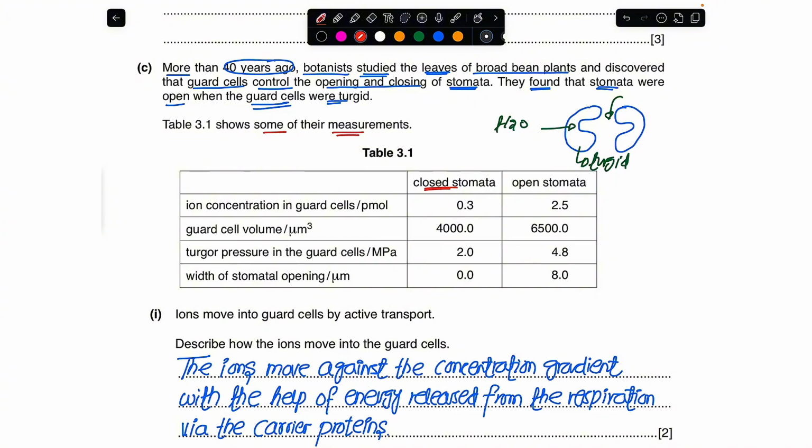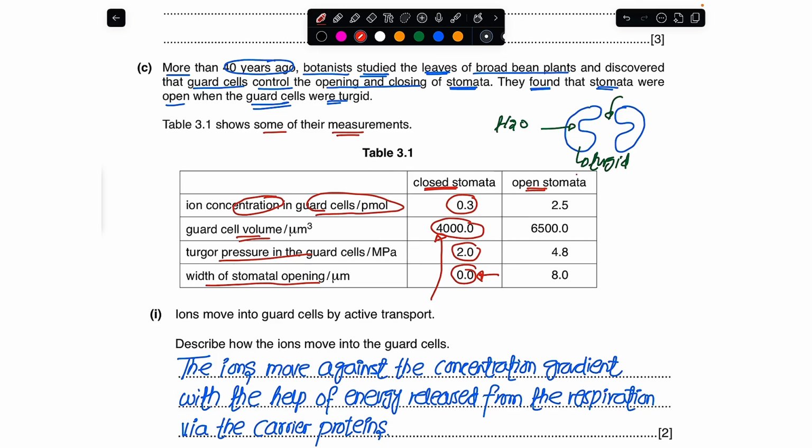Here we have the closed stomata and then we have the open stomata, right? And what I see is that when the ion concentration in the guard cells is 0.3, the guard cell volume is 4000, the turgor pressure in the guard cells is 2.0, and the width of the stomatal opening is 0.0. So this means that when the guard cell volume is less, water has not moved into the guard cells, and that is why the stomata are closed.